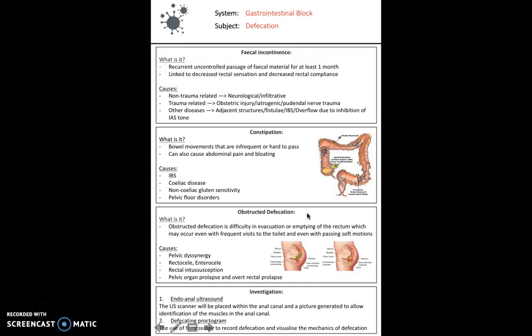Defecation is the last thing to cover in this video, just very quickly. Fecal incontinence is where you have recurrent uncontrolled passage of fecal material for at least a month. Constipation is where those bowel movements are infrequent and hard to pass, and this can often cause abdo pain and bloating. Obstructed defecation is where there's a difficulty in evacuating or emptying the entire rectum, and it can result in frequent visits to the toilet and even passing of soft motions. We tend to investigate these with an endoanal ultrasound or a defecating proctogram.